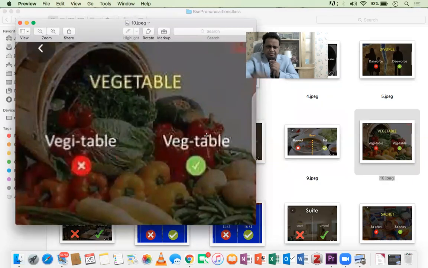Another common one. It is commonly pronounced with three syllables, but in the British pronunciation, the E after the G is silent. So it is vegetable. Potato is my favorite vegetable.